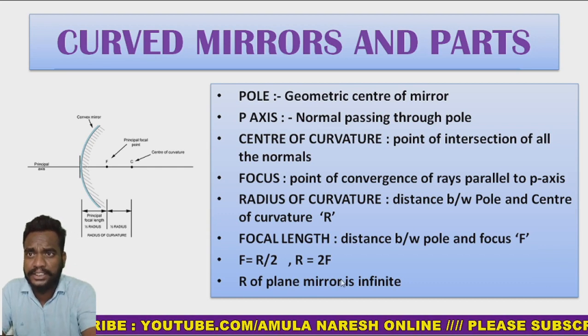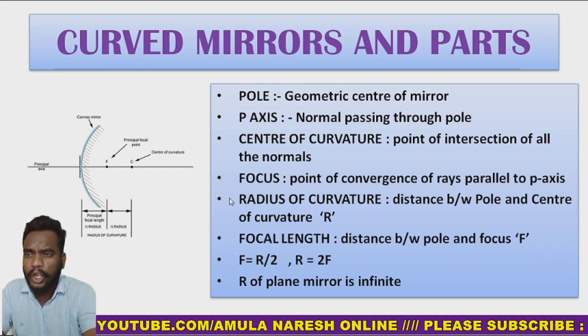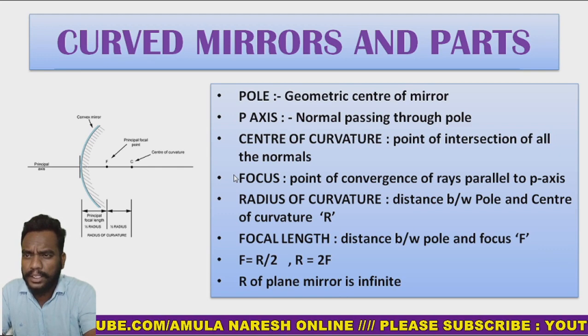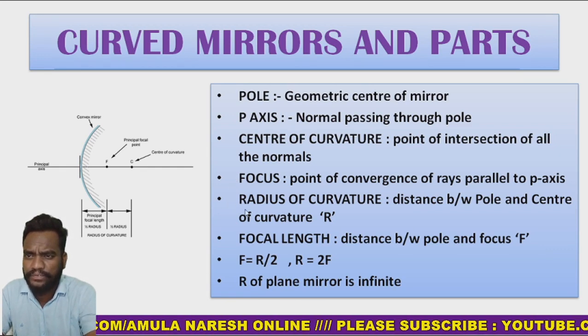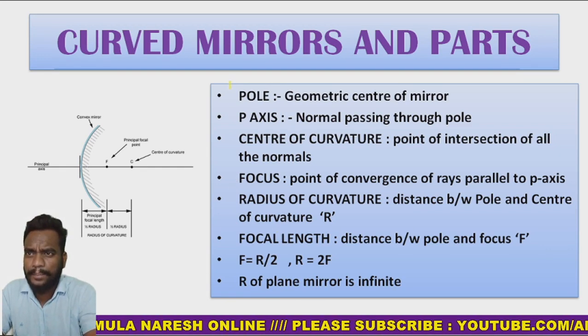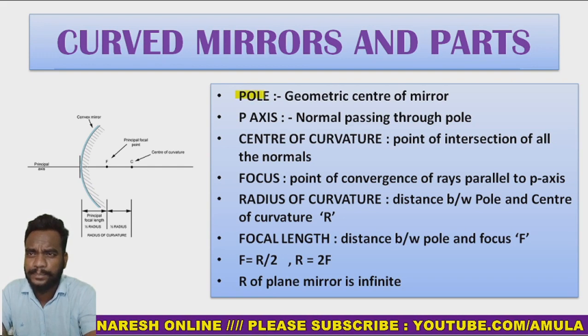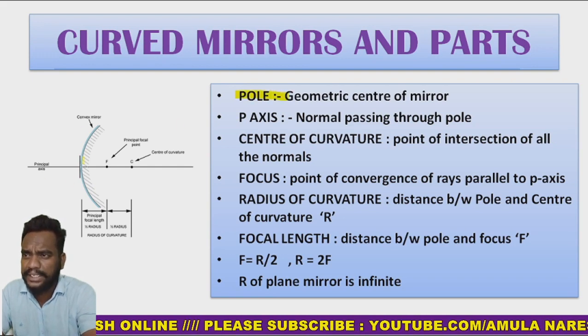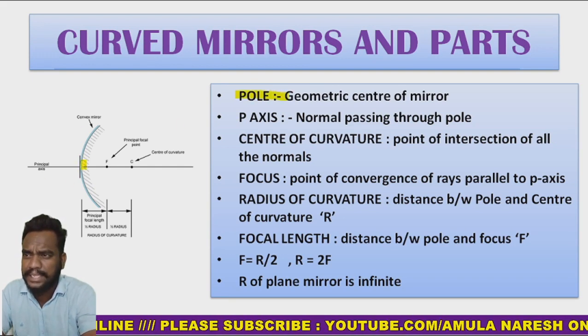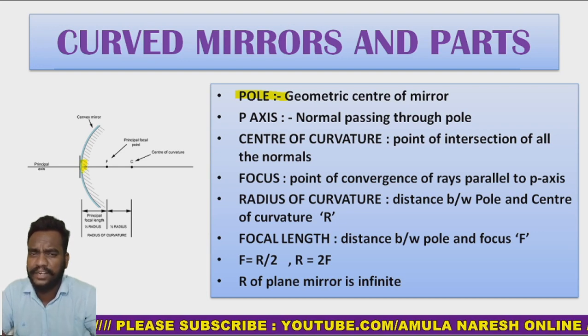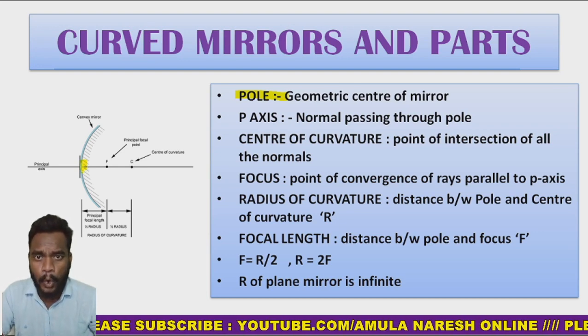The first one is pole. So what is pole? The geometric center of the mirror is called the pole. You can see this is the pole. The pole is the geometric center somewhere here on the principal axis. Exactly the geometric center of the mirror is considered as pole.